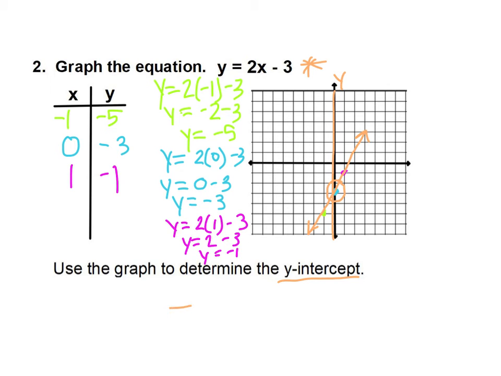So the y-intercept is -3, and I could look at my table over here because x is 0. That is the y-intercept because we didn't move left or right. So I'm going to remind you, the y-intercept crosses the y-axis.